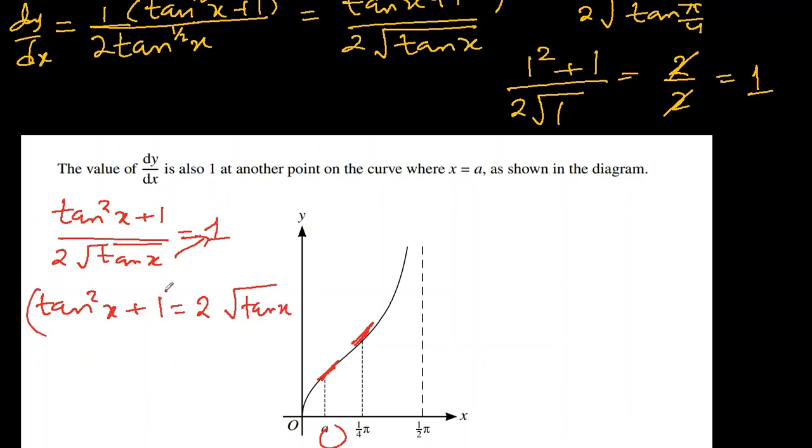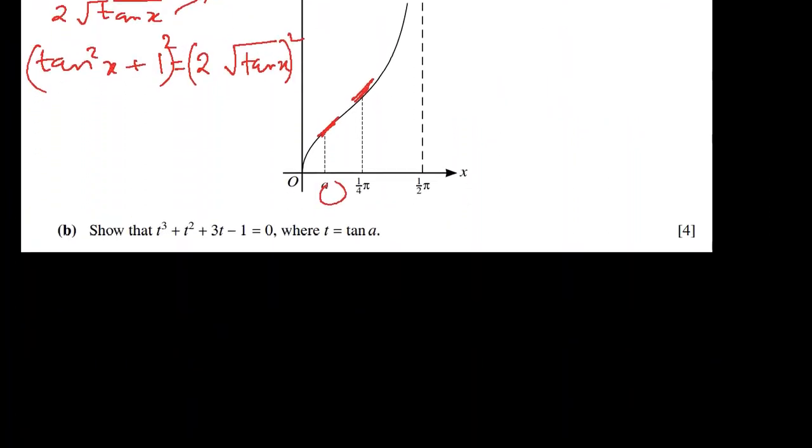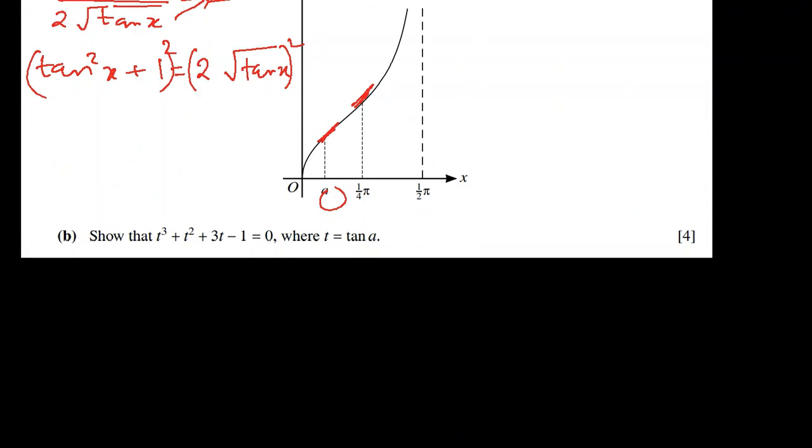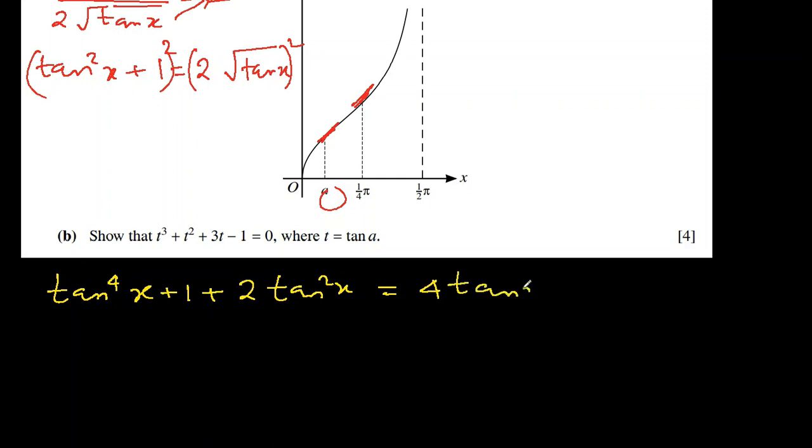Then we can square both sides so that we get rid of the square root. Let me continue it outside this space. So the square of this will be tan to the power 4 x plus 1 square will be 1, and plus 2 times tan square x, a square plus b square plus 2ab. That's what I use here. The right side will be 4, and the square root will cancel out, 10x.